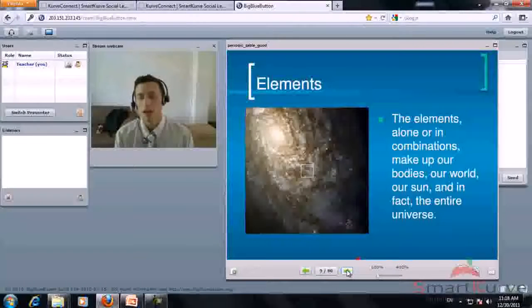The elements alone or in combinations make up our bodies, our world, our sun, in fact, the entire universe. Right. Everything in the universe is made of those elements or some combination of them. Here on slide 5 we have a picture of a galaxy. A galaxy like this is going to be mostly hydrogen and helium gas, with trace amounts of some other elements as well.